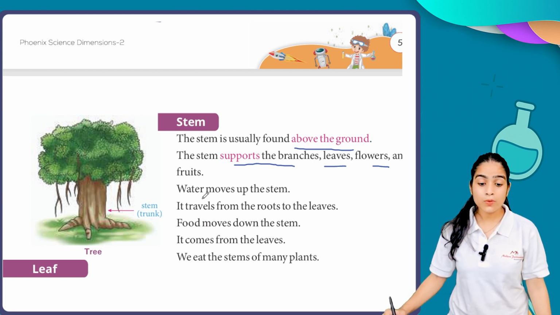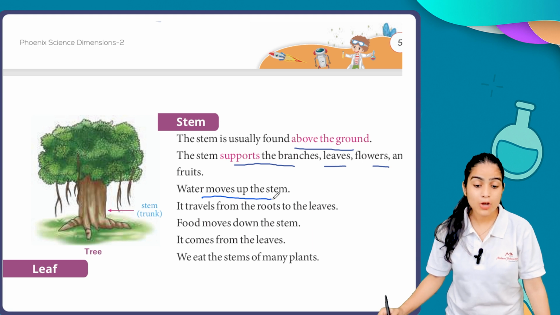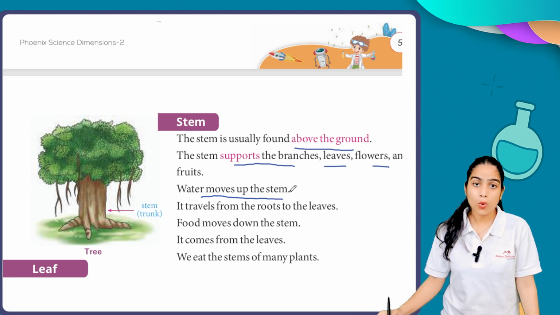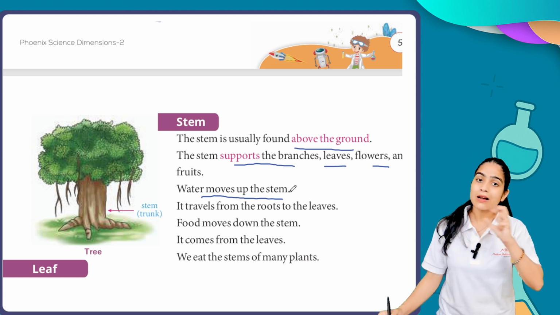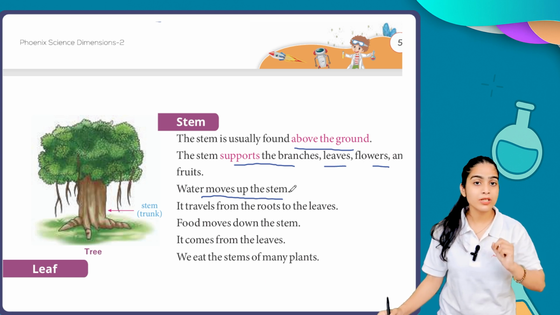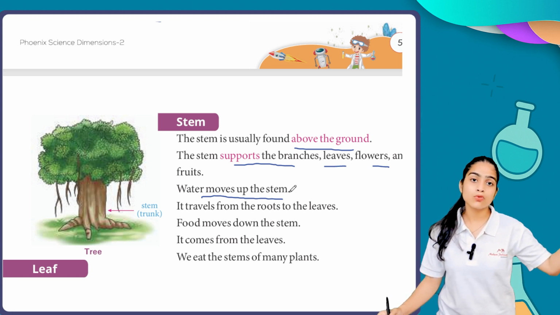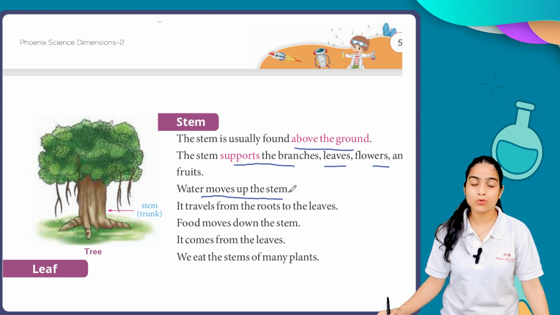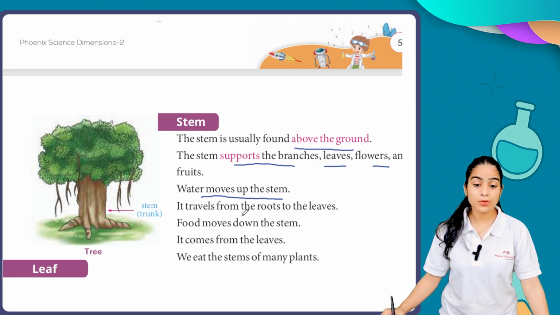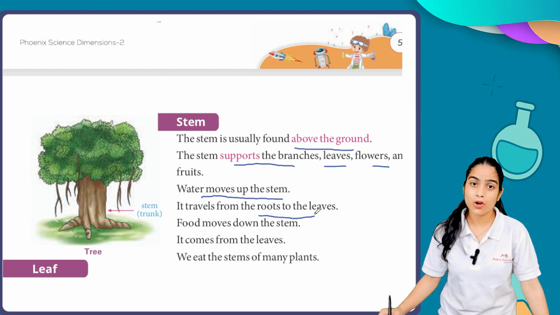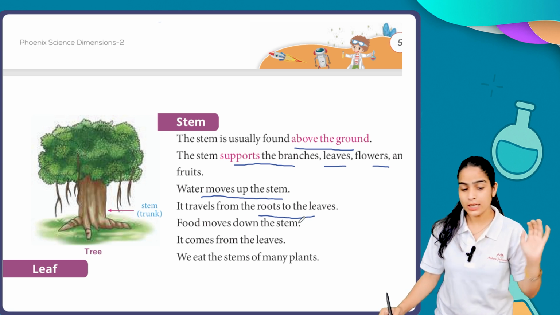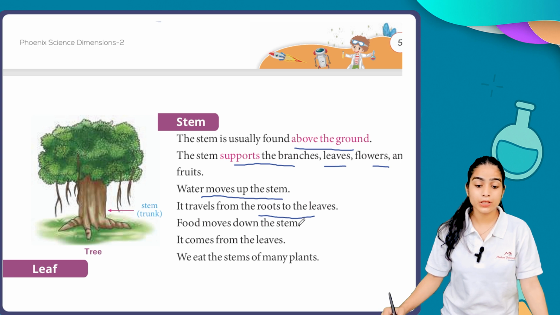Now, water moves up the stem. So, how does water move up with the help of your stem? Only the root is able to suck the water from the soil, and after sucking, it needs a passage to travel. So in that way the stem is helping the roots to transport the water into different parts. Next, it travels from the roots to the leaves, which we already discussed.